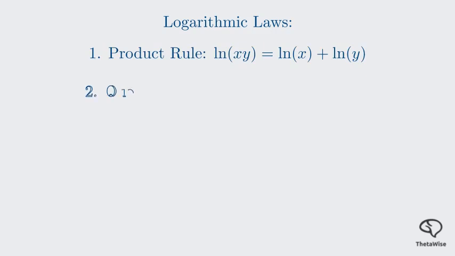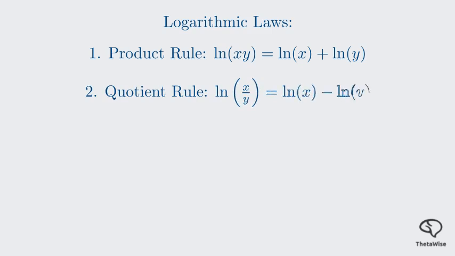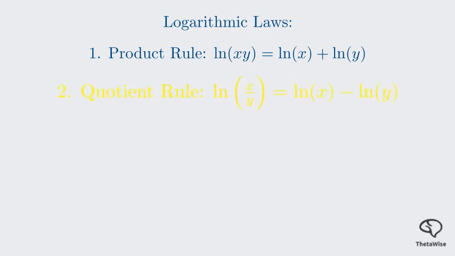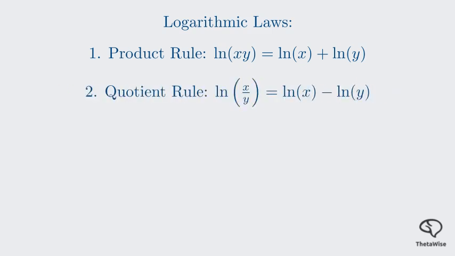Next is the quotient rule. The natural logarithm of a quotient x divided by y is equal to the natural logarithm of the numerator minus the natural logarithm of the denominator. Division inside the logarithm becomes subtraction outside. This is our key tool for simplifying fractions within a logarithm.